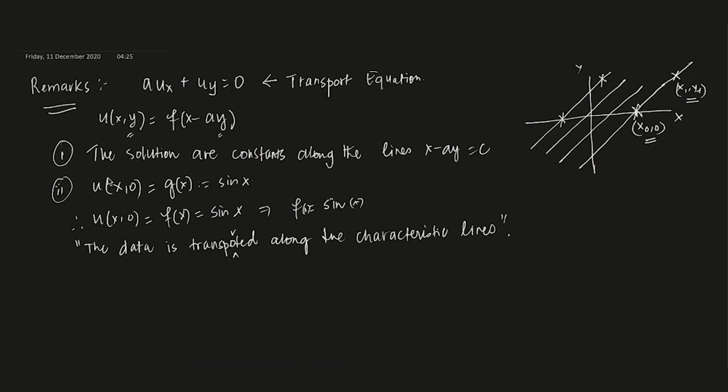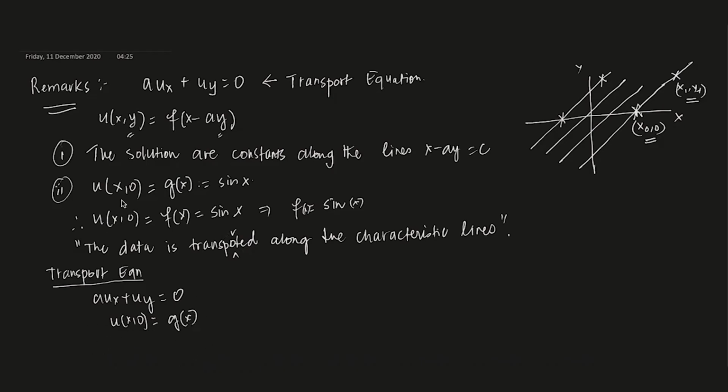Now, let us look at it a little more with some initial conditions. So let's look at this equation, the transport equation: a u_x plus u_y equals 0, and u at the point x0 is g of x. I'm putting g of x to be sine x. Let's assume that g of x is sine x.